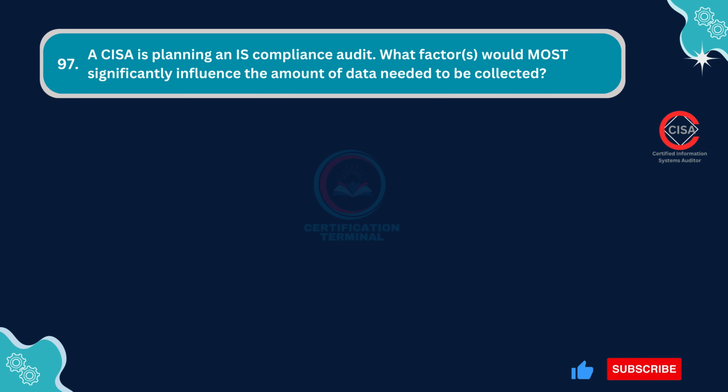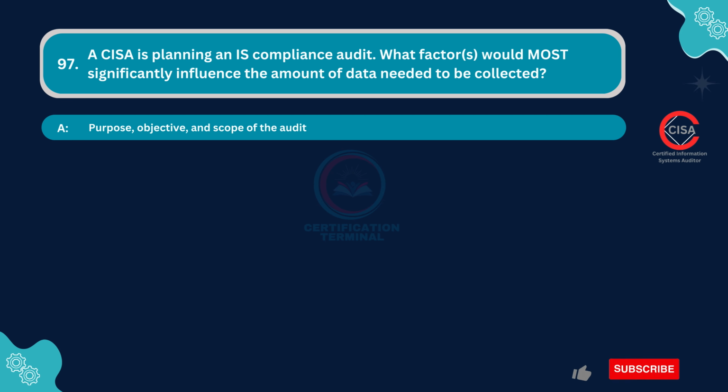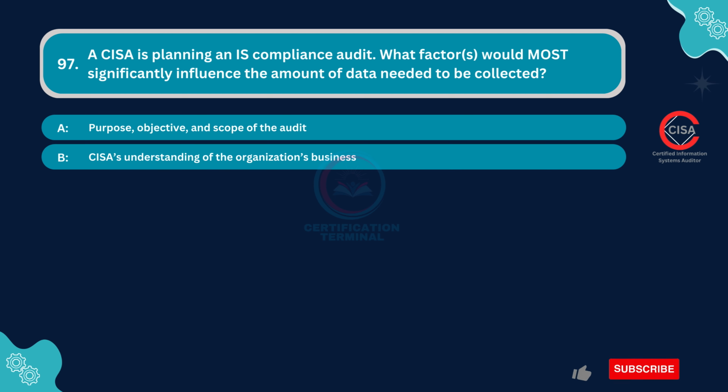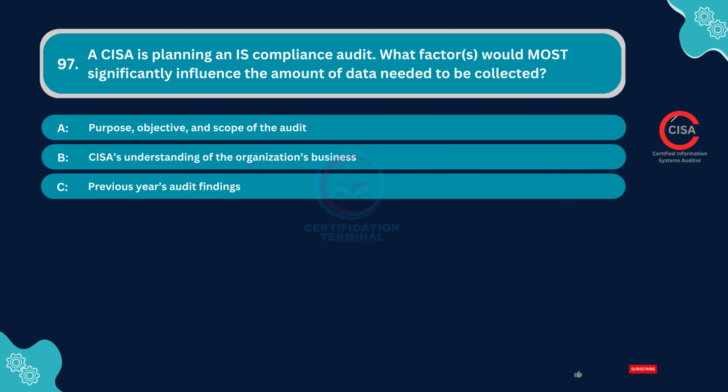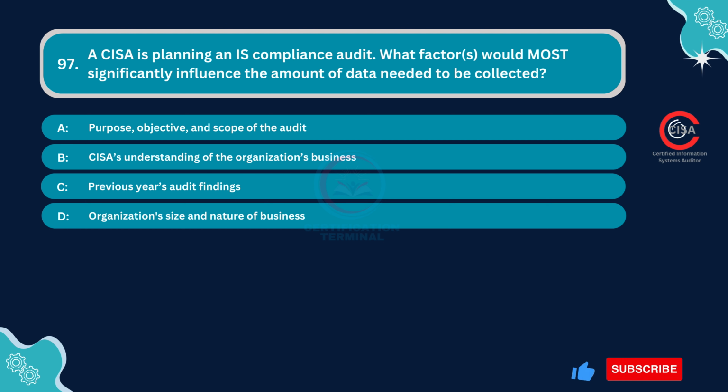Question number 97. A CISA is planning an IS compliance audit. What factors would most significantly influence the amount of data needed to be collected? Option A, purpose, objective, and scope of the audit. Option B, CISA's understanding of the organization's business. Option C, previous year's audit findings. Option D, organization size and nature of business.